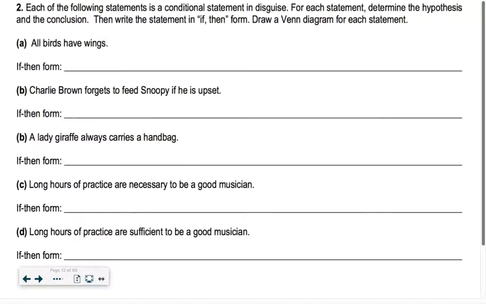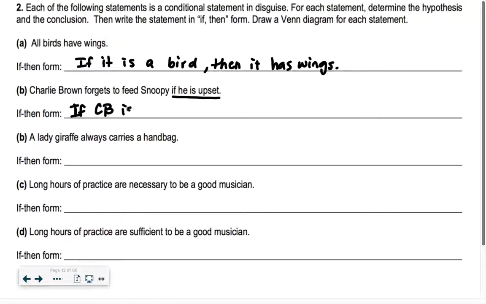Okay, so all birds have wings. So what would we do for if-then form, first of all? If it is a bird, then it has wings, right? So if it is a bird, then it has wings. All right, so how about B? Charlie Brown forgets to feed Snoopy if he is upset. So if Charlie Brown is upset, then he forgets to feed Snoopy.